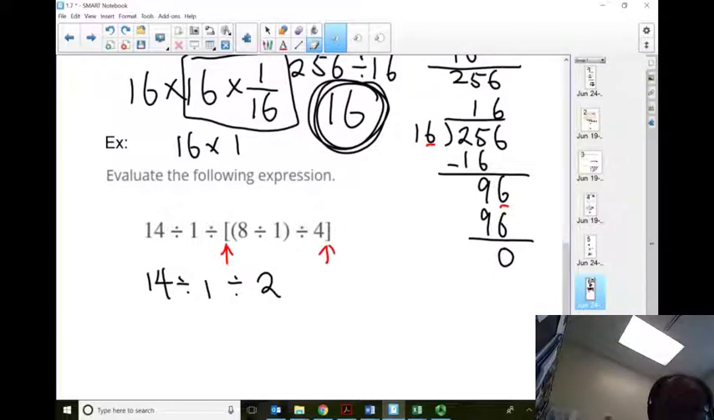All right, so I quickly figure what's coming out of the brackets, which is a 2. So now, do it from left to the right. 14 divided by 1 is 14. 14 divided by 2 is 7. My answer is 7. Okay.